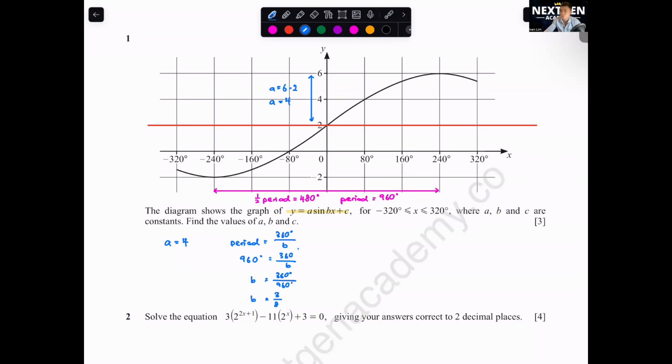Okay, understand the logic? Okay, then the last one, C. How do we find C? C value is your vertical translation. That means whether it's shift up or shift down. Okay, why I say draw the middle line first? You see, middle line right now is 2. Original is at 0. So what happened to the graph? The graph shifted up by 2. Okay, positive 2. So your value here is C equals to 2.